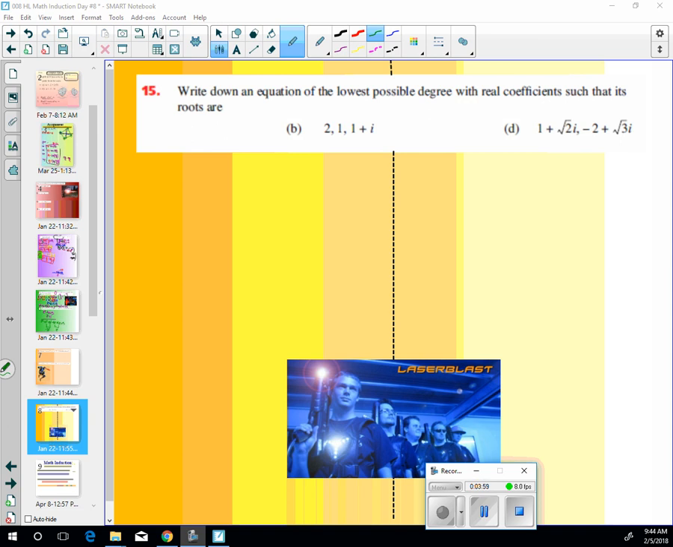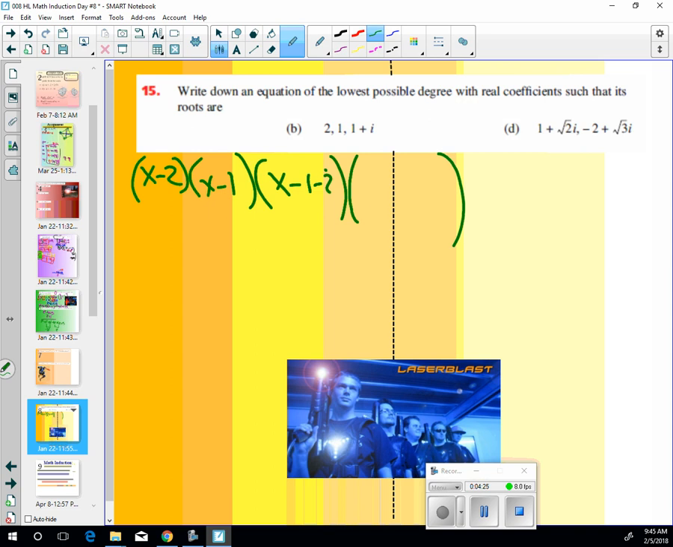And then just to wrap this one up, write down an equation of the lowest degree for these coefficients. So 2, 1, 1 plus i. For sure you're going to have x minus 2. What's another factor you're going to have? x minus 1. What's another factor you're going to have? x minus (1 minus i), and we'll have one more guaranteed, plus i, yep.